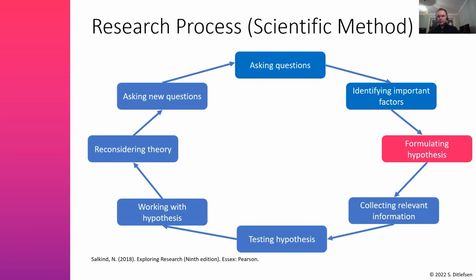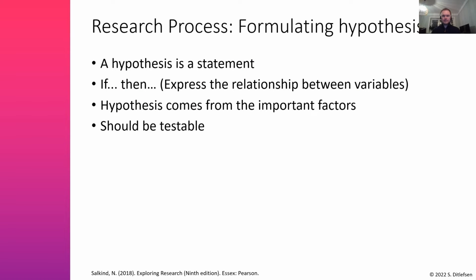Okay, we have asked questions, we identified important factors. Now we need to formulate a hypothesis. A hypothesis is a statement. It's like if something, then something. It expresses the relationship between variables. Hypothesis comes from the important factors. The first step was asking a question. The second one was to identify the important factors. The third one is the hypothesis. So the hypothesis comes from the factors.